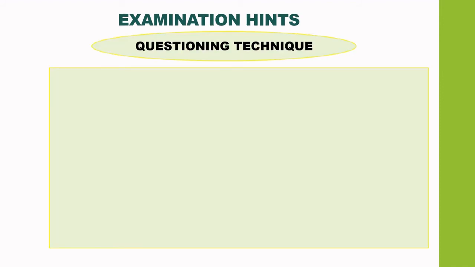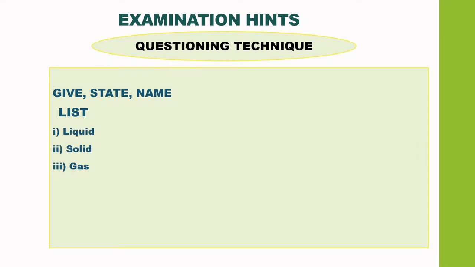Here are some examples of questioning techniques. The question can ask you to give, to state, to name, or to list. Most questions of this type will require you to give short answers. When you are asked to list, you must give the answers in a bulleted style. For example, list the 3 states of water. 1. Liquid. 2. Solid. 3. Gas.